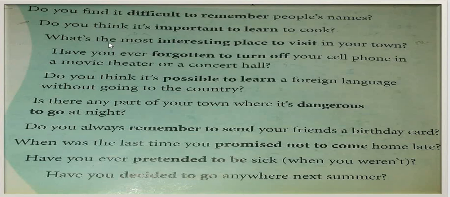Number three, we have here is. Okay, the verb number one, verb number two, visit. So we have to separate them using to. Here also to, turn off and forgotten. Think, learn to. We have is and go to, send and remember to, promised, come to, and pretended, be and to, decided and go to.